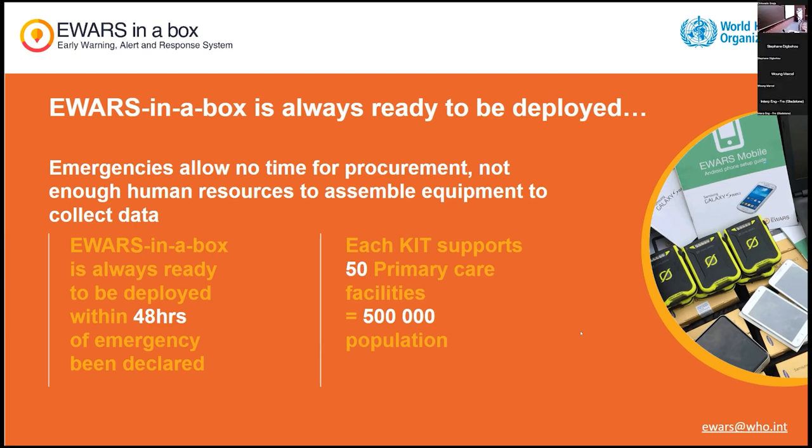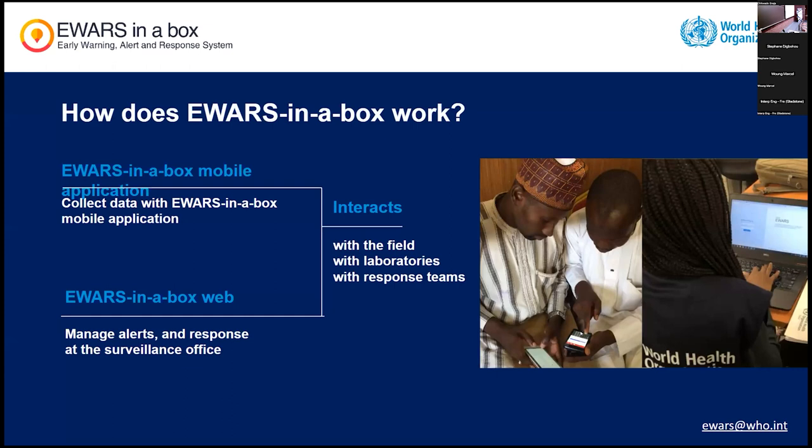I will go through quickly because, so basically what happens is there's data collection from various locations, from the field and even from the laboratories. And these laboratories are not the type of sophisticated referral laboratories that you spoke about. These are the field labs, which will usually test basic key priority diseases, and also connecting with the response teams. So we manage alerts at the surveillance office. The support is given to the surveillance office at the web interface to manage the alert.